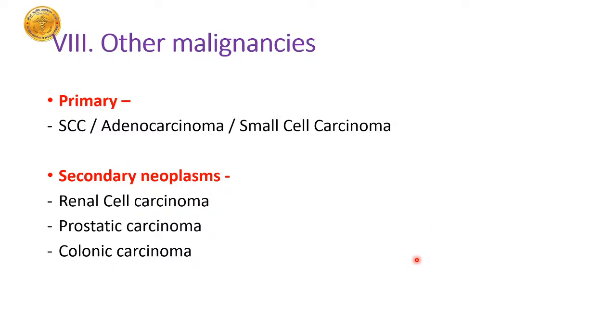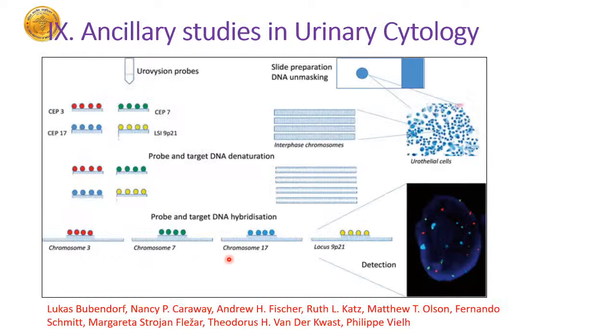Right. Other malignancies are known to occur in the urinary tract. They may be primary and they may be secondary. Among primary malignancies, you may get adenocarcinoma, squamous cell carcinoma, and small cell carcinomas. For secondary neoplasms, we can have prostatic carcinomas, colon carcinomas going into the urinary bladder, and renal cell carcinoma shedding into the urine. Next slide, please.